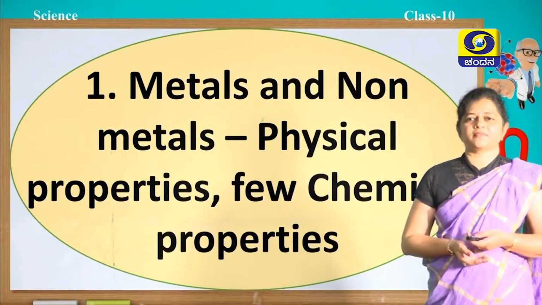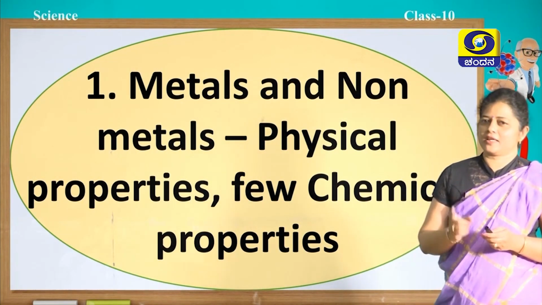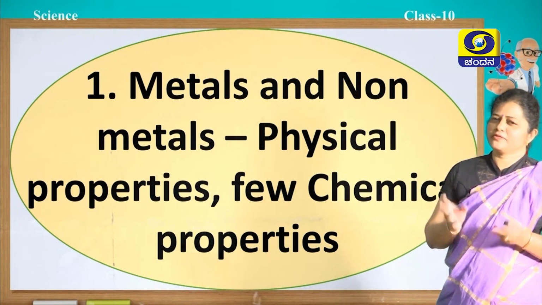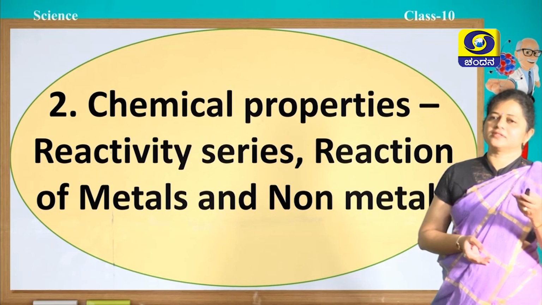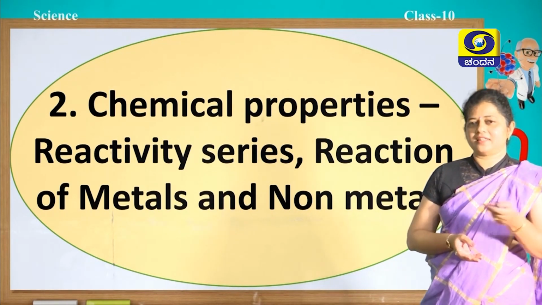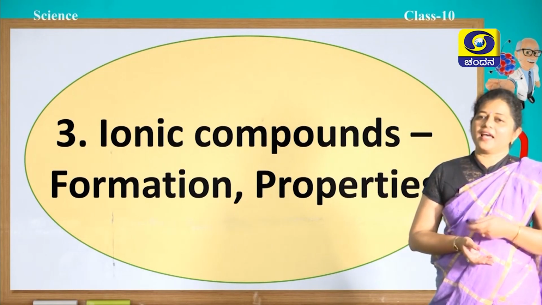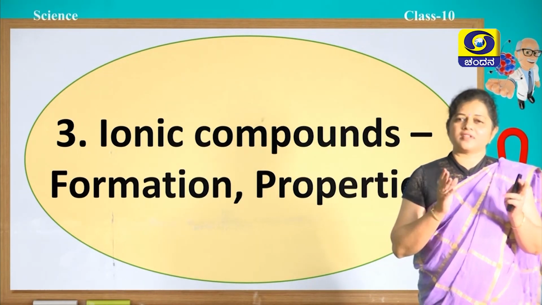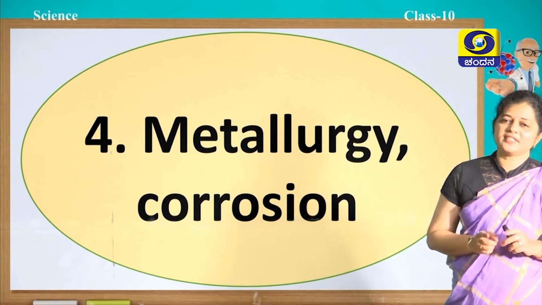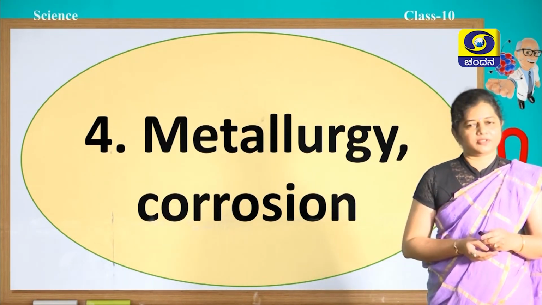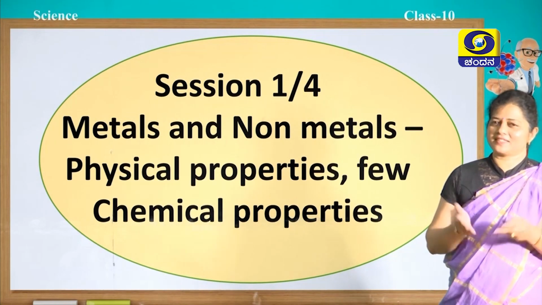Metals and Non-metals. This chapter has been divided into 4 units. In the first unit, you will learn about metals and non-metals, their physical properties, and a few chemical properties. In the second, you will learn about the chemical properties of metals and non-metals, including the reactivity series and the reactions of metals with non-metals. In the third, you will learn about ionic compounds, how they are formed and their properties. And in the fourth, you will learn about metallurgy and corrosion and how to stop corrosion. And this session will deal with the physical properties and a few chemical properties of metals and non-metals.